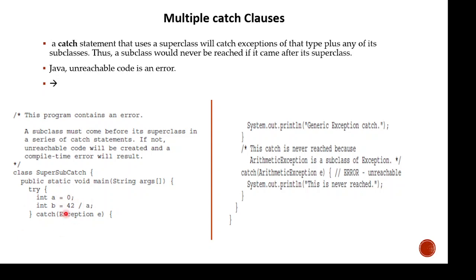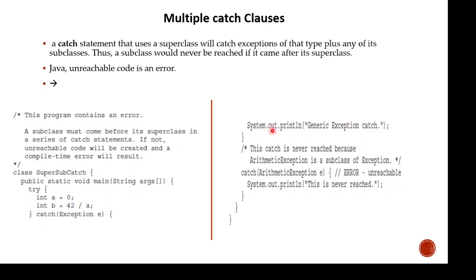That is what is happening here. So let us try to understand this program, friends. Here there is a class whose name is SuperSubCatch. Then we have the main program. Then we have a try statement. We have put the value of a equal to 0. So b equal to 42 by a, where the value of a is 0, means you will be getting an error. And you have a catch statement, a generic exception catch.